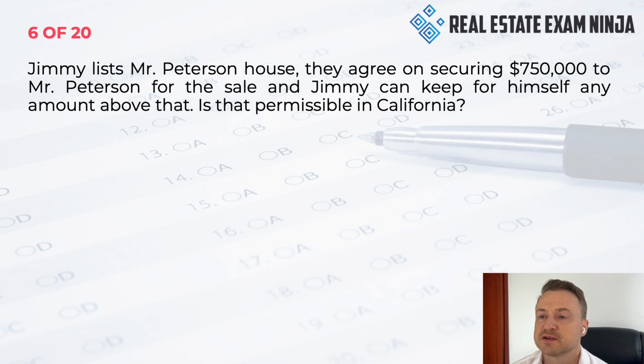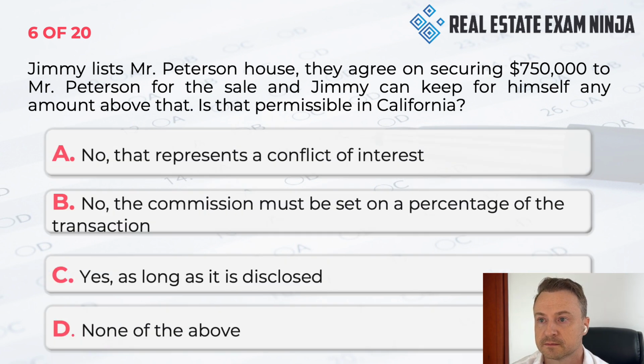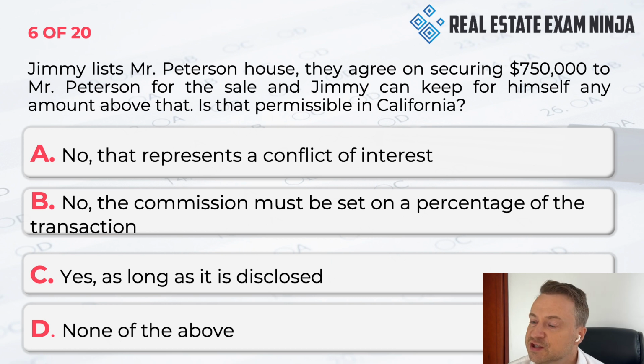Jimmy lists Mr. Peterson's house. They agree on securing $750,000 to Mr. Peterson. For the sale, Jimmy can keep for himself any amount above that. Is that permissible in California? What do you guys think? This is another one that I feel is kind of common sense, but I'd like you to think through this.